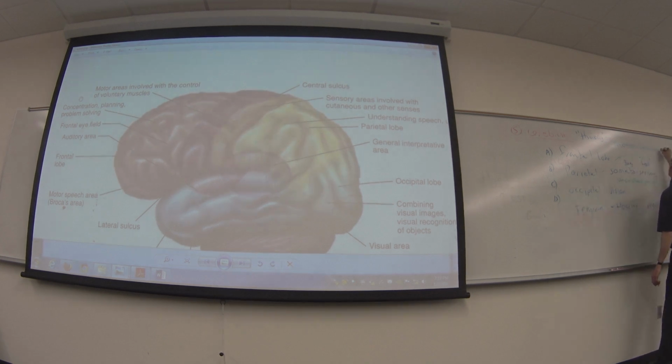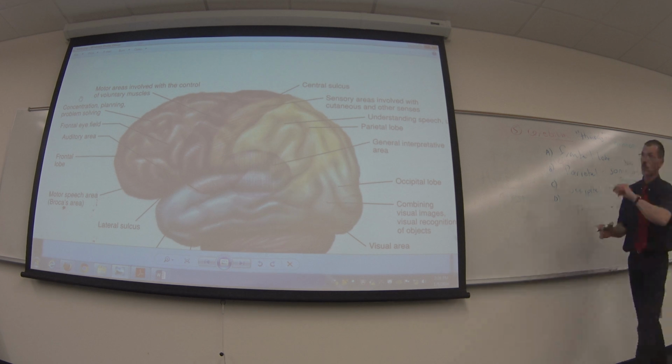Voluntary motor skills. Give me an example of voluntary motoring you're doing right now. Writing notes. You're choosing to write. You have to tell your muscles how to write. That's a voluntary motor skill. That's a frontal lobe decision. Your frontal lobe makes you move. What else does your frontal lobe do?